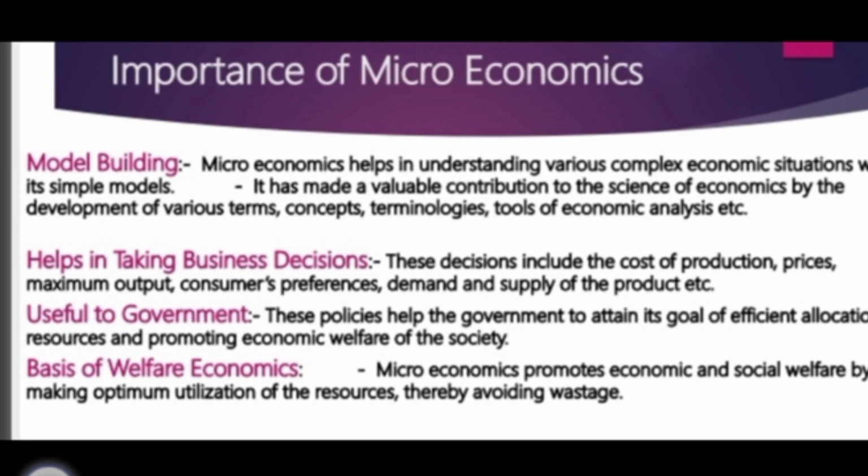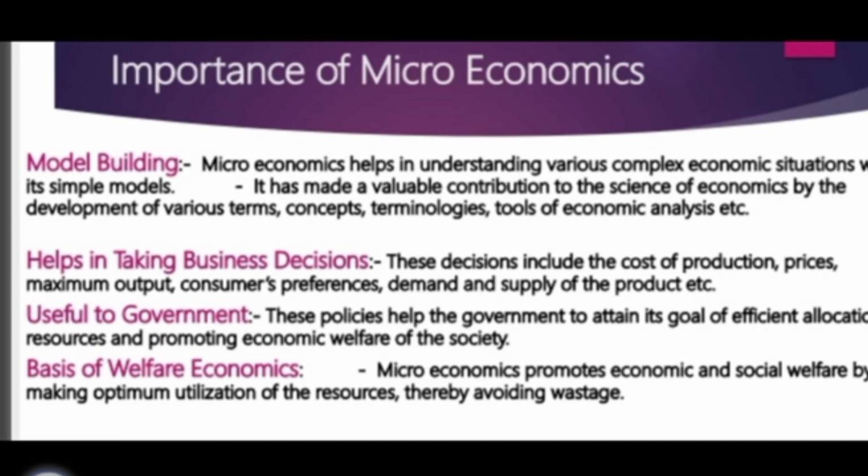Microeconomics promotes economic and social welfare at the social level. Social level means society's level. So microeconomics promotes economic and social welfare by making optimum utilization of resources. So optimum utilization of resources will be helpful to control the wastage of resources, and if wastage is reduced, automatically welfare will be achieved.